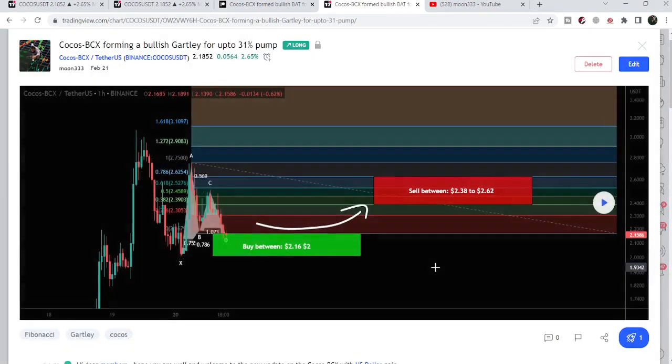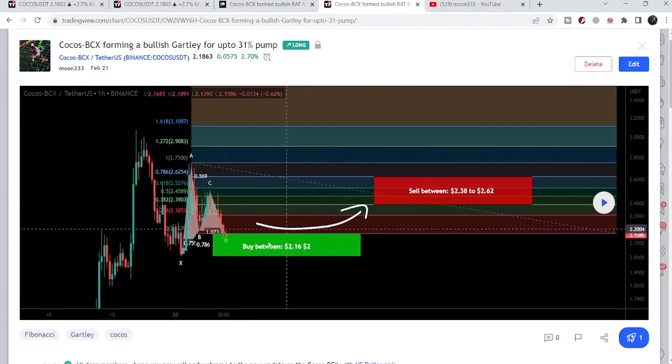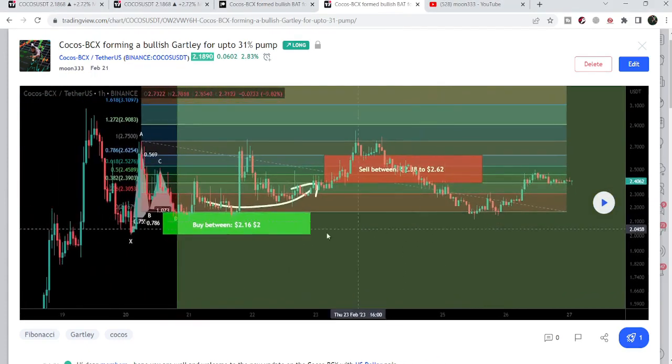And before that, I also shared another harmonic bullish reversal setup that was formed on the 1-hour time frame chart with US dollar pair, and that was a Gartley pattern that I shared a few days back on 21st of Feb 2023. And after playing this chart, you can see that the price line started a very nice reversal that was, by the way, more than 31% pump.